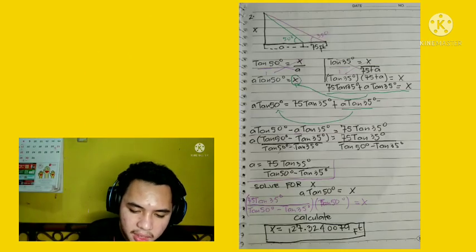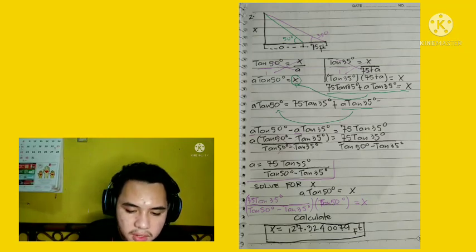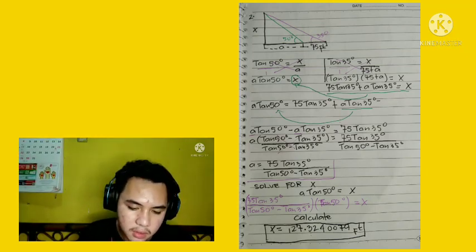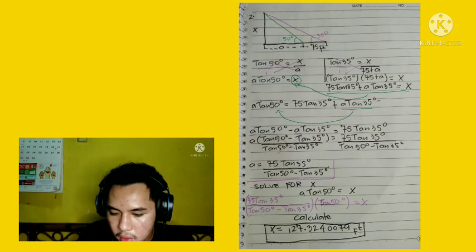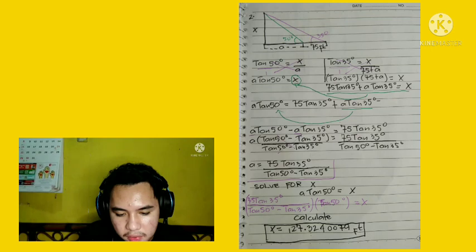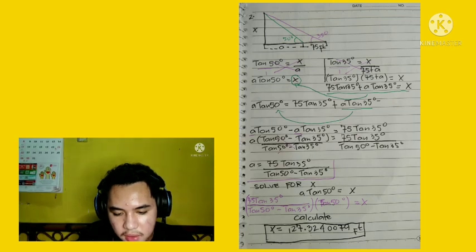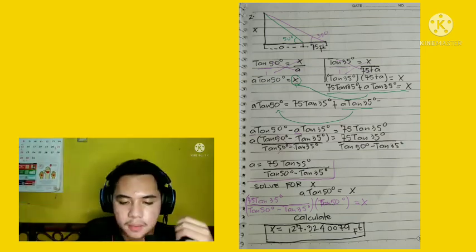So again, we illustrate. So now we have here our drawing. So we have our x as the height of our pole, and our two angles, which are 50 degrees and 35 degrees, and our a is the adjacent of our angle 50 degrees, and 75 feet as the distance between our 50 degrees and our 35 degrees, or our point A and point B.